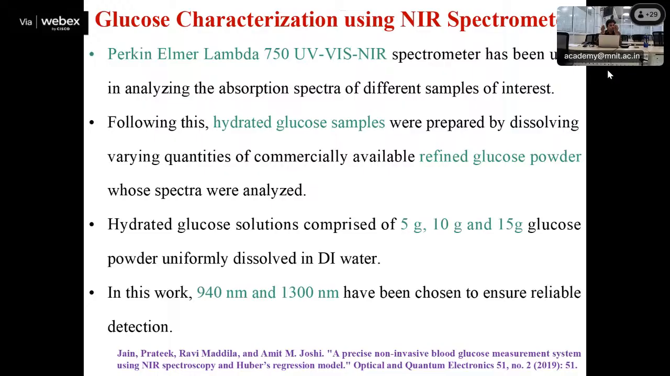So we took those samples: one was clean water, and then diluted glucose inside the water, 5 gram, 10 gram, 15 gram, like that. Different concentrations of glucose were considered in the water, and we observed the spectrum of those samples. Through the spectrum we identified that at two particular wavelengths the glucose is very sensitive: 940 and 1300. So for exact glucose detection, we should have an optical source with these two wavelengths.